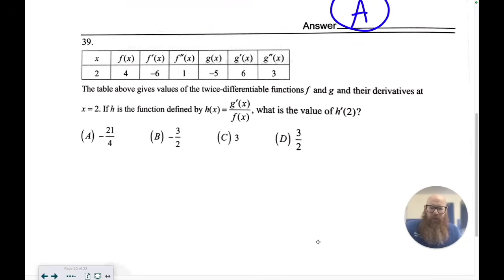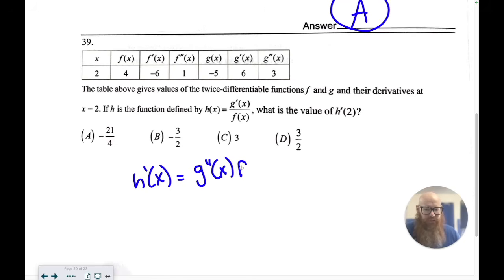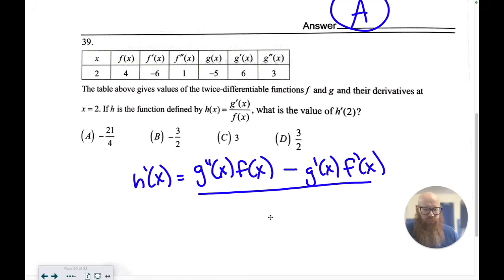All right, number 39. Table, a bunch of information. Let's ignore that for now. Let's go right to what they're looking for. h of x is given here. What is the value of h prime of 2? Well, let's find h prime of x first and do the quotient rule, and then just be careful. So the derivative of the numerator is g double prime of x times the denominator minus the numerator times the derivative of the denominator, all over the original denominator squared. And then I'm just evaluating them all at 2.